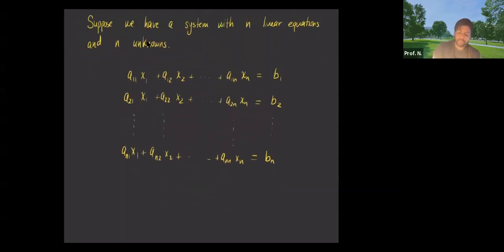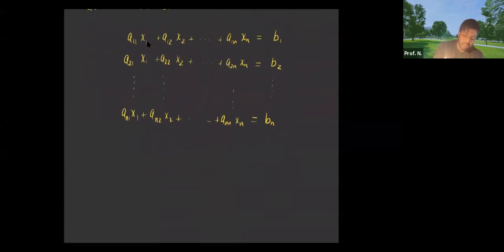Suppose we have this, right? And I want to solve for, so this also gives us what? This gives us the matrix A. So what is A? A is going to be the matrix A11, A12 all the way to A1n. This is A22, A21 all the way to A2n. This is all the way to AN1, AN2. This is ANN. So this is our matrix A, right?